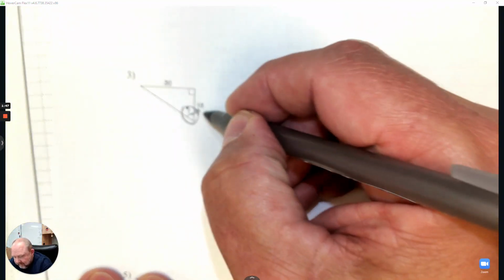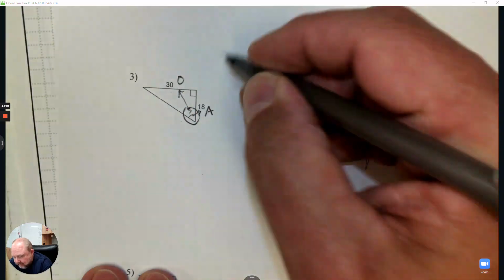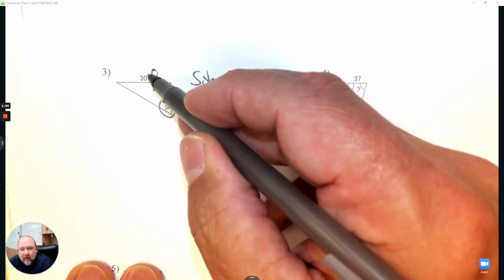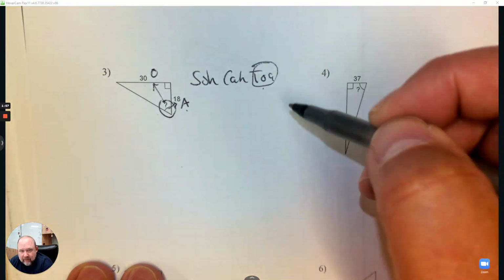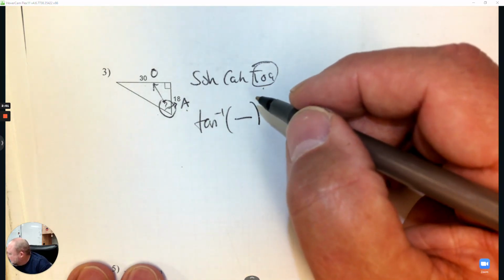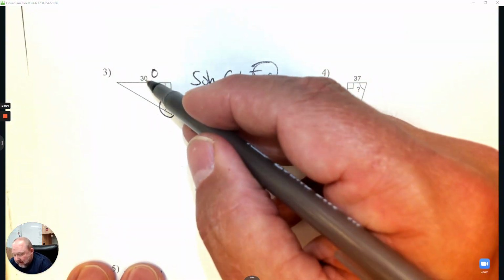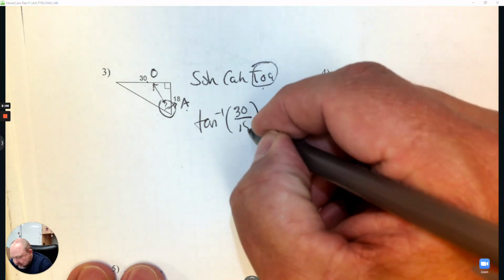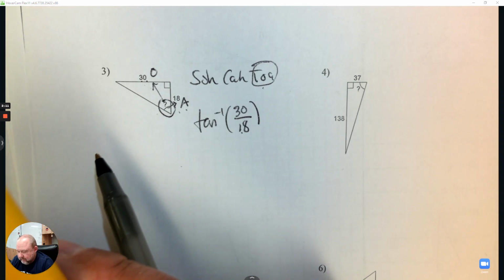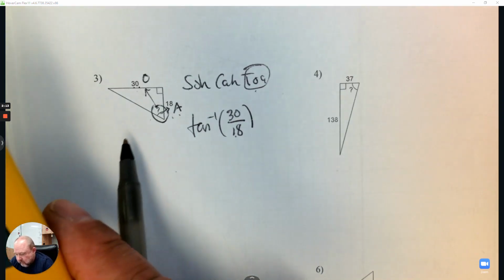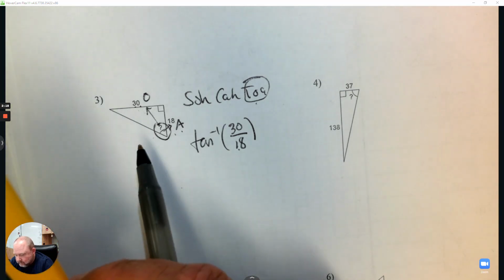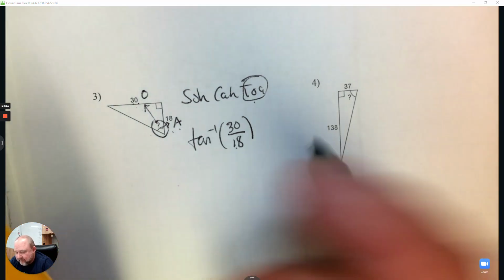Circle the angle. That's adjacent. That is opposite. So SOHCAHTOA, opposite and adjacent. That's the last one there. So we're going to do the inverse of that. And then inside is going to be opposite over adjacent. So that's 30 over 18. Then use your calculator. Oops. 30 over 18. See if I can do it. 59.